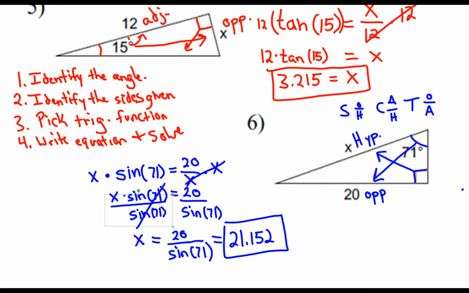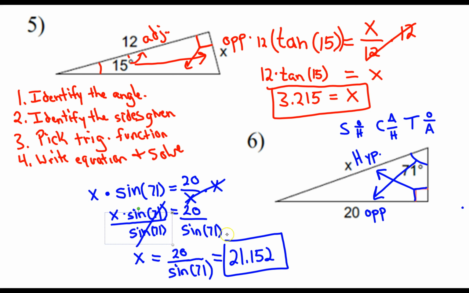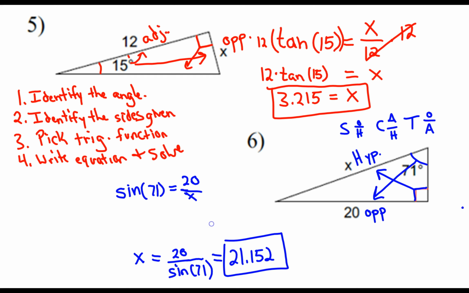So, key things I want to show you guys, a little shortcut so you don't have to do all this algebra, because that's a lot of writing every time. I did want to show it to you so you'd understand it, but it's a lot of algebra. If you look at this one, we started with the equation sine of 71 is equal to 20 over x, and then we ended up with x is equal to 20 divided by the sine of 71. Do you see how just the x and the 71 switch places?